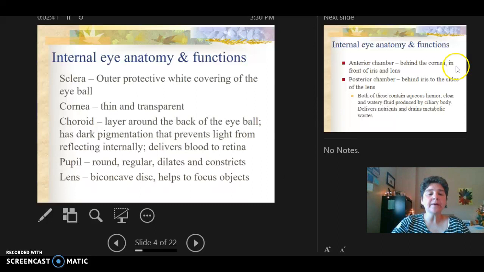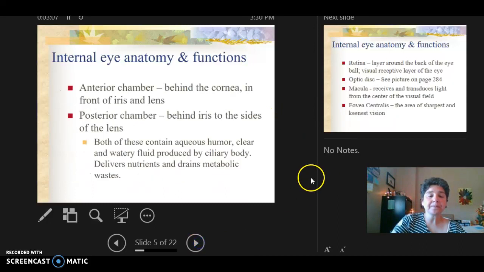The choroid, that's the layer around the back of the eyeball. It has a dark pigmentation. It prevents light from reflecting internally, and it also delivers blood to the retina. So it's in the very back of the eyeball. The pupil we know is round, regular. It dilates and constricts according to how much light there is. The lens, it's a biconcave disc. It helps to focus objects.